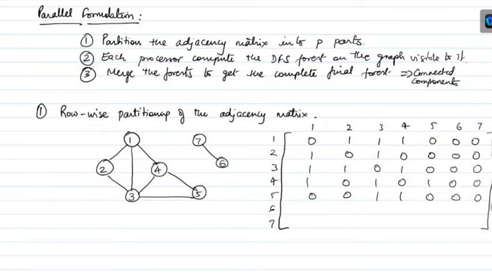5 is done. 6 only has an edge to 7, and 7 only has an edge to 6. There's another edge from 3 to 5. I'm missing entries. Okay, 5 to 3 is covered. Okay, good.